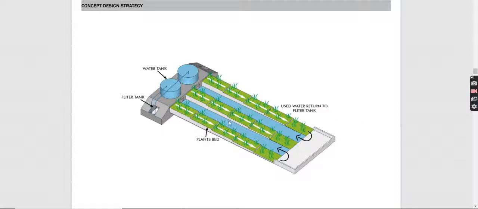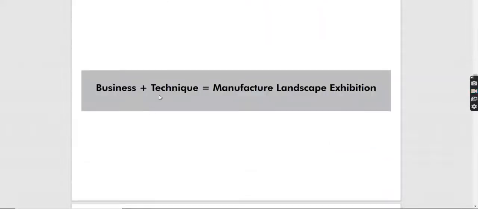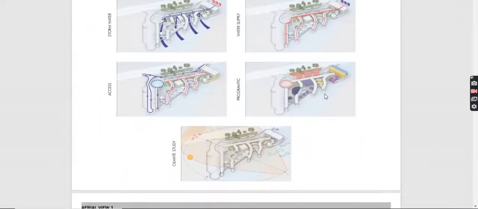Here is my concept design strategy. This is the water tank. The water is supplied to the plants, and then it goes back down to the treatment plant below, then comes to the pumps, and comes back to the tank, and is supplied again. So this is the strategy I started. Along with the business, we do manufacture, landscape, exhibition, and technical education exhibition. So this is my design diagram.